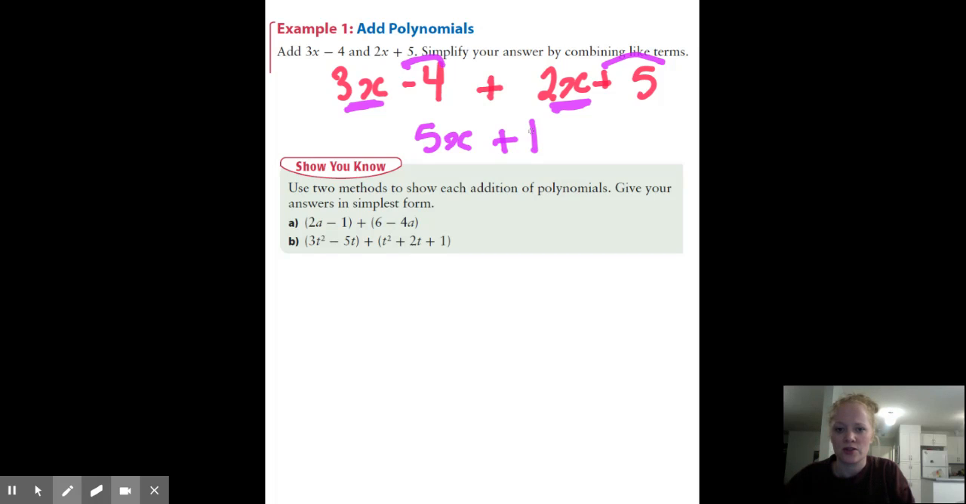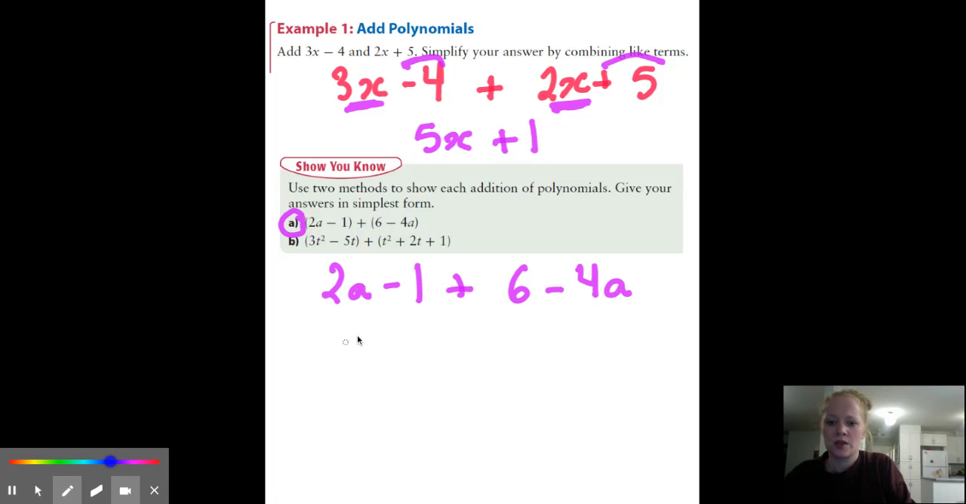So to do another example for you, we'll look at a here first. So we have 2a minus 1 plus 6 minus 4a. I'll rewrite this a little bigger for you. And I'm just going to remove the brackets for simplification reasons.